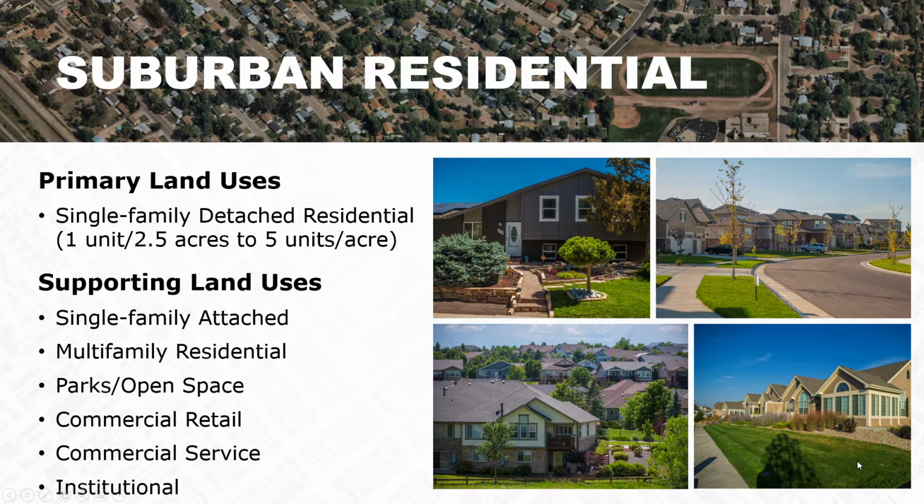Suburban residential areas' primary land uses are single-family detached residential. Units range from anywhere from 2.5 acres down to about 10,000 square feet. And you can see here the wide range of different types of development that you would see in a suburban residential area. These areas have supporting land uses such as single-family attached, like townhomes, multifamily residential, like condominiums and apartments, parks and open space, and then in certain key locations, commercial, retail, and commercial service uses to service the needs of residents, and institutional uses such as schools or other facilities to service the populations.